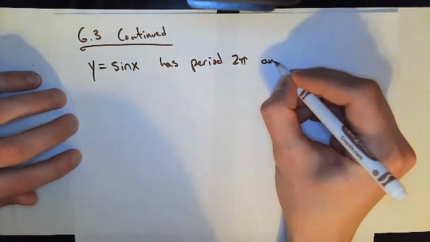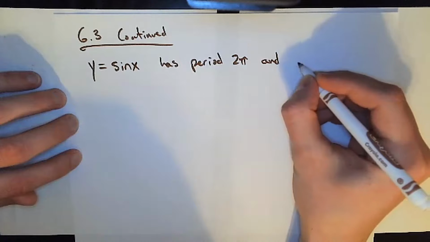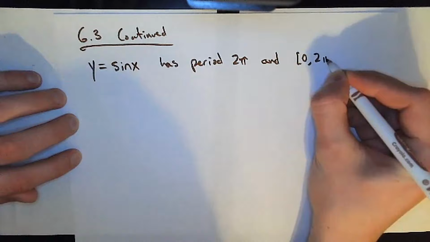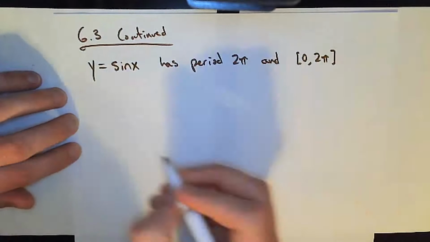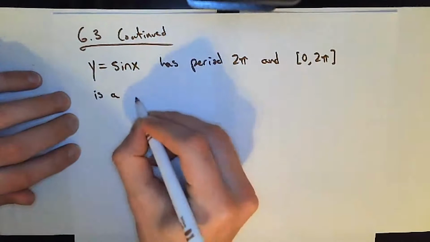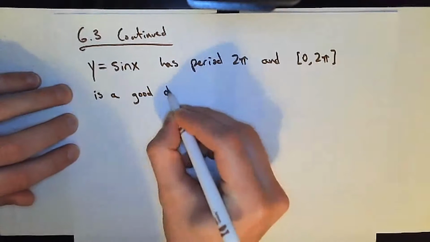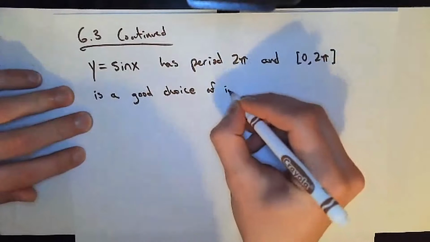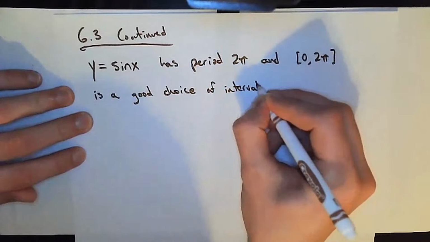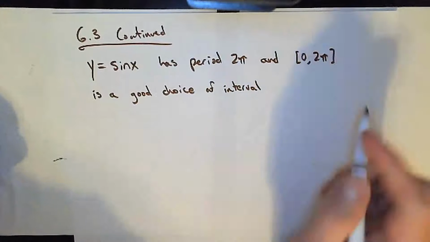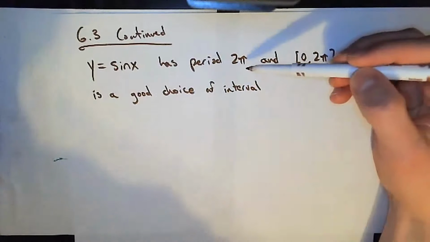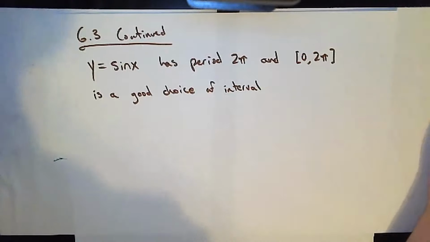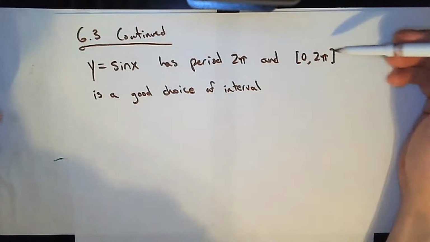and I'm going to write something else down that I may not have explicitly stated before, but 0 to 2 pi is a good choice of interval. Now, what do I mean by that? That means that I get to see nicely a whole period of sine in that interval. Now, of course I do. If it has period 2 pi, what's the size of this interval? Well, it's from 0 to 2 pi, so it's size 2 pi, right?